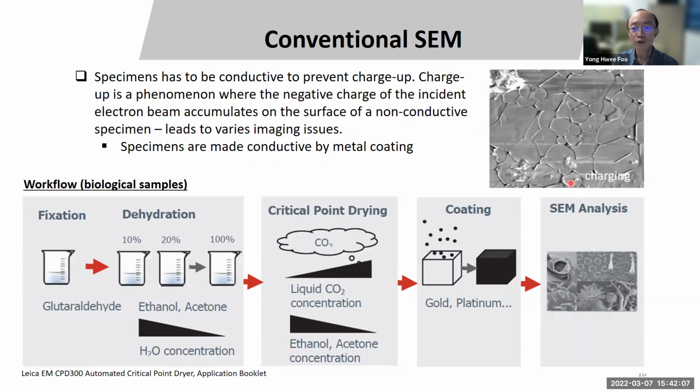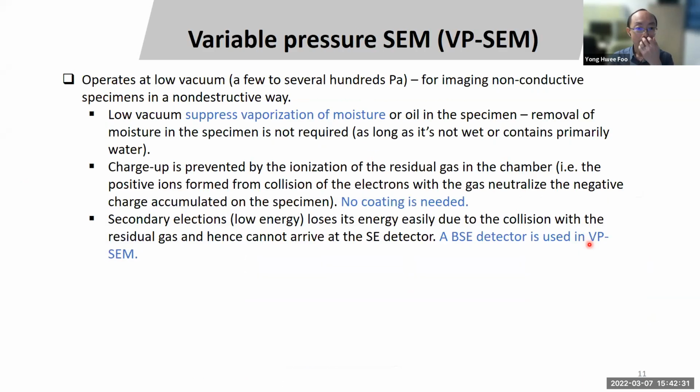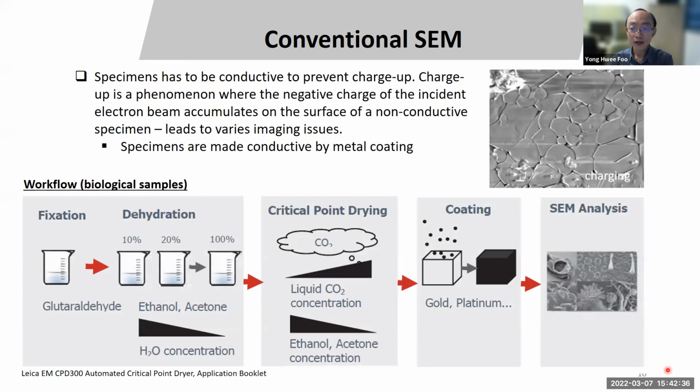And to reduce or remove charging, you have to coat your specimen with a thin layer of metal. Right? So after all this procedure, you have to coat metal, either gold or platinum, on your sample in order for it to be conductive and to be able to be imaged under the SEM. Now, as you can see, the procedure here is pretty long. It is required because of the high vacuum as well as to make your sample conductive.